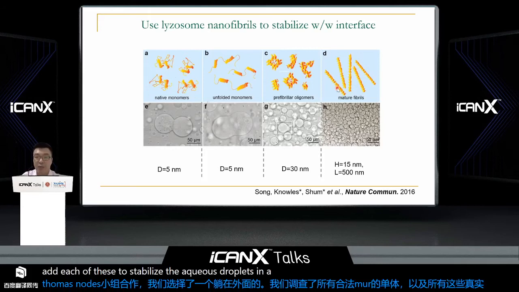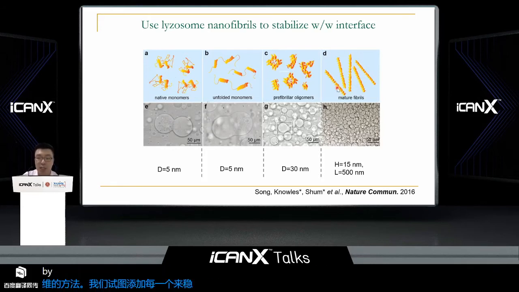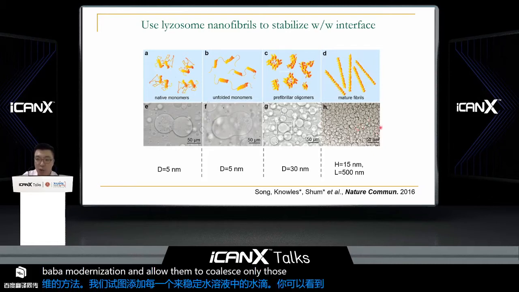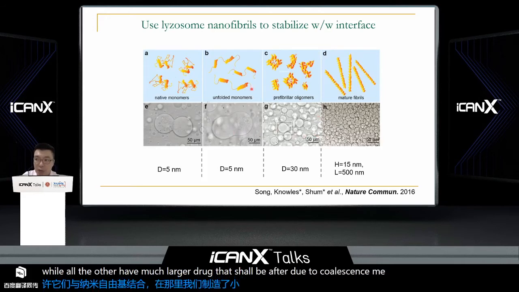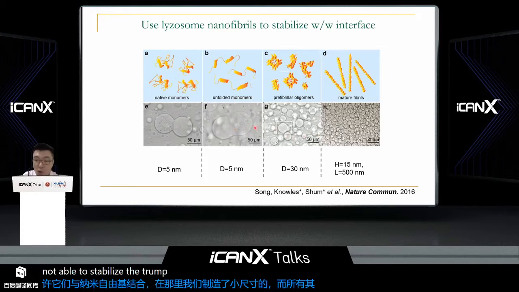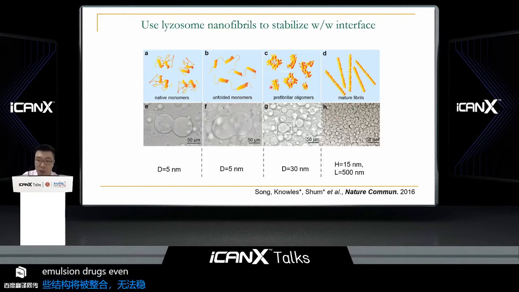And you can see if we shake these aqueous phases vigorously by homogenization and allow them to coalesce, only those with the nanofibrils will remain small in size, while all the others have much larger droplets shortly after due to coalescence, meaning that these lysozyme structures are not able to stabilize the droplets. This suggests that only the nanofibrils are able to stabilize the aqueous-aqueous emulsion drops, even though all of these structures consist of lysozyme as the basic building block.